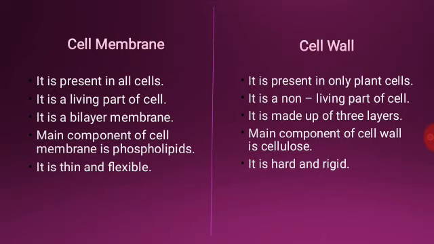Number 3, cell membrane is bilayer whereas cell wall is made up of three layers. Number 4, the main component of cell membrane is phospholipids and of cell wall is cellulose. 5. Cell membrane is thin and flexible whereas cell wall is hard and rigid.